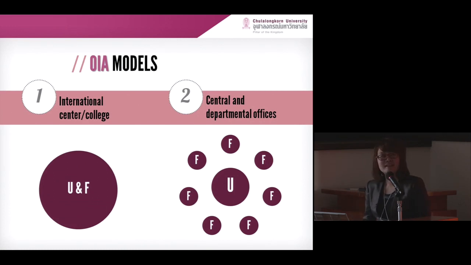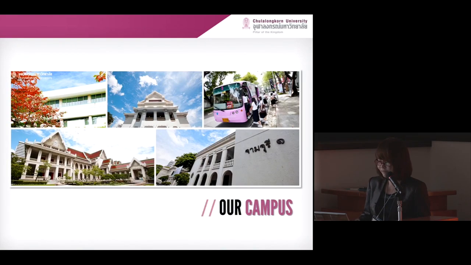in a university can be roughly divided into two models. In the first model, we have the international campus, or the international college or center that does the work of both university level and faculty level. The second model refers to a central office and a departmental or faculty office that does the work separately. Let me introduce you to the structure of the OIA at Chula.